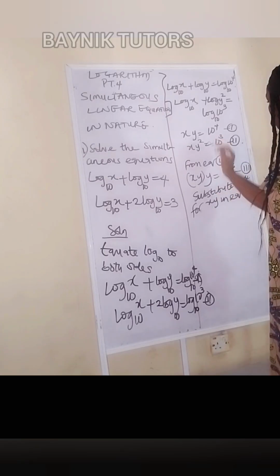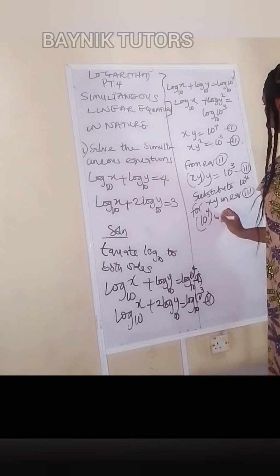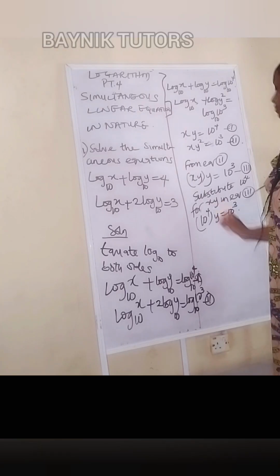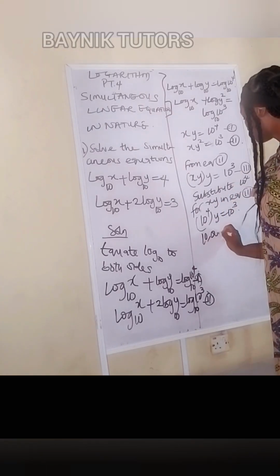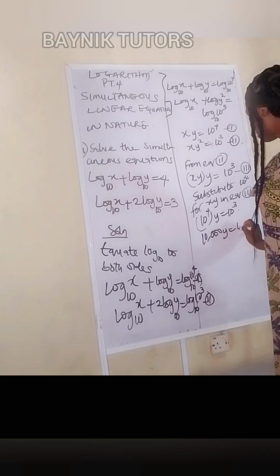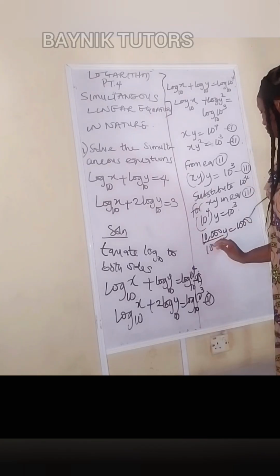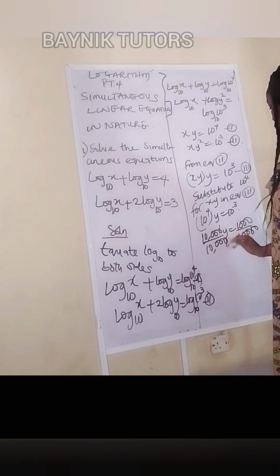In equation 3, xy is 10 raised to power 4, so 10 raised to power 4 times y equals 10 raised to power 3. And 10 raised to power 4 is what? 10,000. So that is 10,000y equals 1000. Do you understand? We want y to stand alone, so we divide both sides by 10,000. Have you seen that now? So let's cancel the zeros. Okay, this is 3.